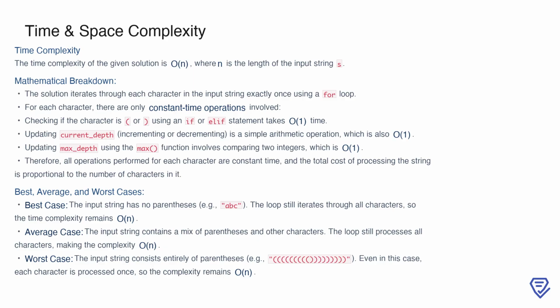Since all these operations are constant for each character, the total time complexity scales linearly with the length of the string. Whether the input contains no parentheses, a mix of parentheses and other characters, or only parentheses, the loop always processes every character, making the time complexity consistently O(n).